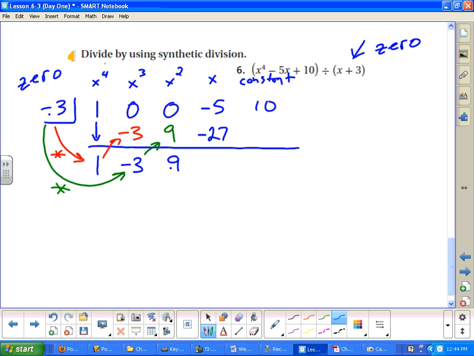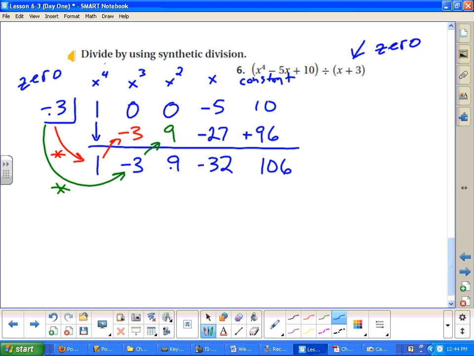Okay. And unlike long division, we're just adding them together. We're not subtracting them. So -5 plus -27 is -32. I didn't put a negative in front of it. Right. Found it. Oh, good. So then I'm going to do it again. -3 times -32 is positive 96. Okay. Negative times a negative, positive. Add those together, we get 106.